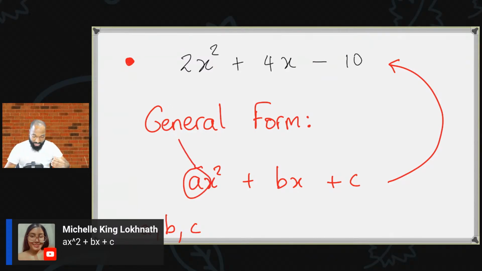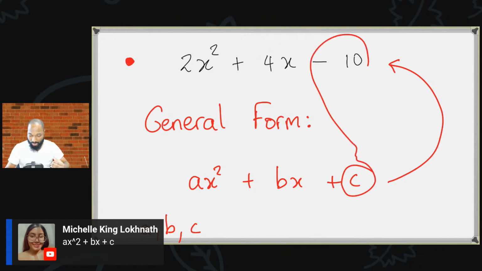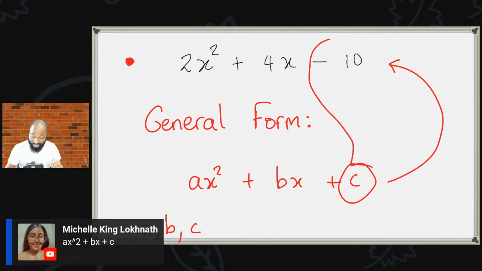a is the coefficient of x squared, b is the coefficient of x, and c is the coefficient of nothing. The coefficient of x to the power of 0, which is 1. c is the number by itself, also called the constant.